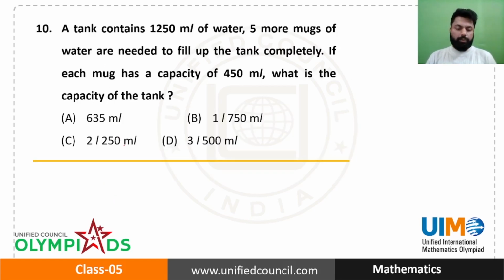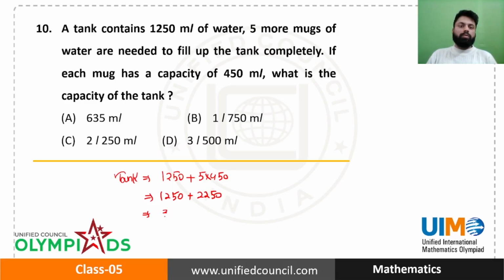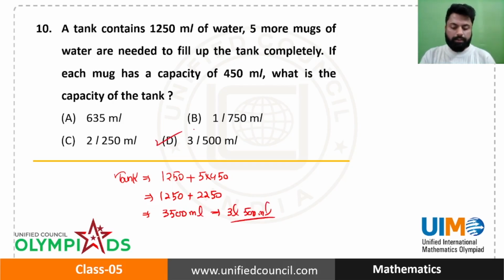A tank contains 1250 milliliters of water. 5 more mugs of water are needed to fill up the tank completely. If each mug has a capacity of 450 ml, what is the capacity of the tank? So the capacity of the tank is equal to 1250 already, then 5 more mugs. So 5 multiplied by 450 can also come. So this is 1250 plus 2250. This is equal to 3500 ml. That is equal to 3 liters and 500 ml. The option is the correct answer.